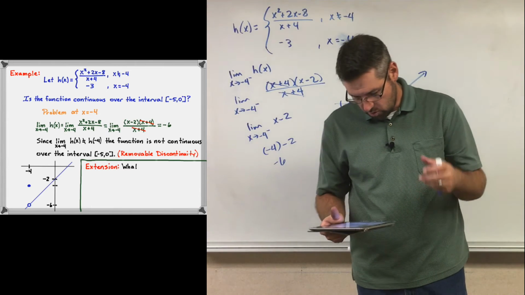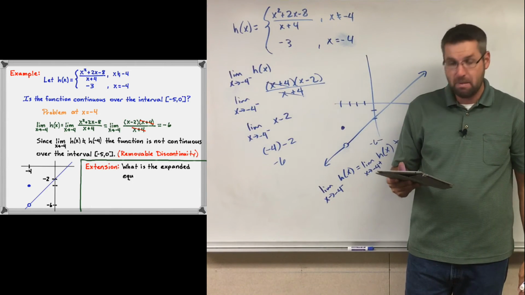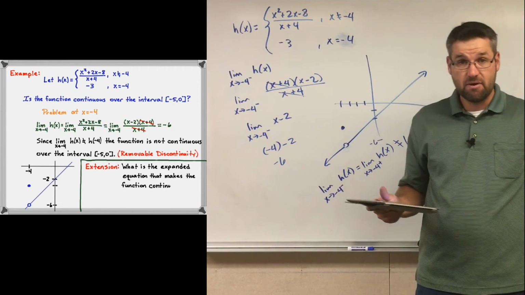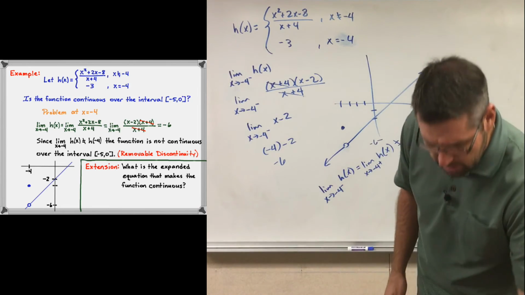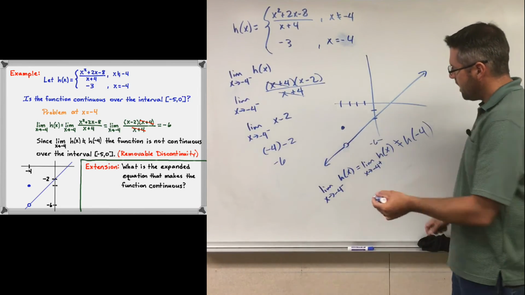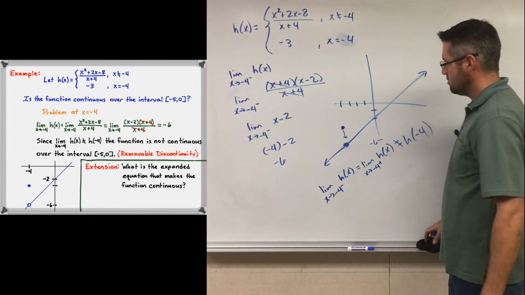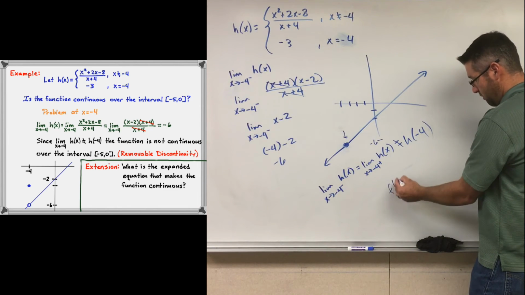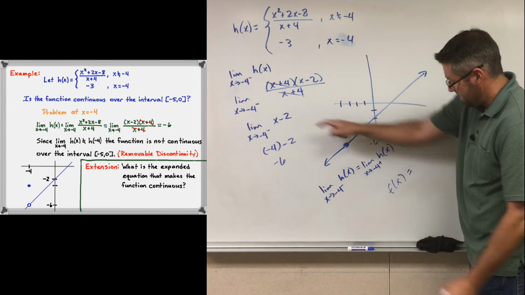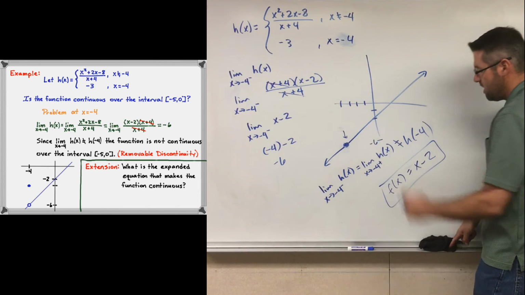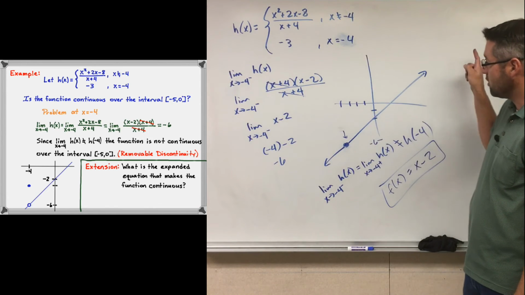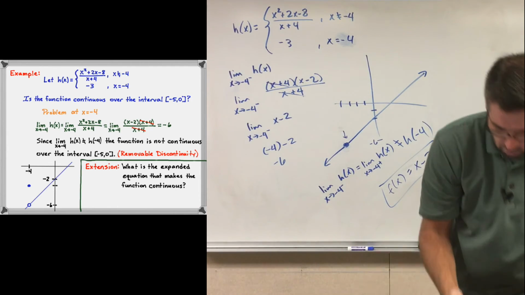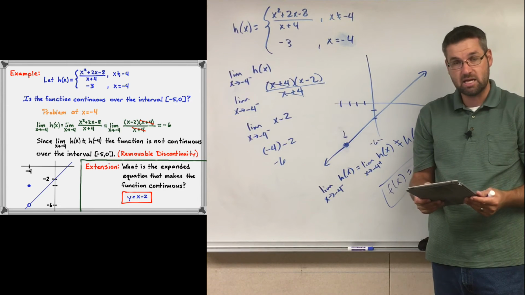Now, an extension question would be, what is the expanded equation that removes the discontinuity, essentially, that makes the function continuous? And so what we want to do here is basically take this point and move it down here. So we're getting rid of this guy and we're moving it down there. Well, what's the name of that function that would make it continuous at that point? Well, that's this guy. That's the reduced form. And so we would say, if we looked at this function, it would be the same function, but we fixed the problem, essentially. That's what it means to find the expanded equation that makes a function continuous. And so we'd just say y equals x minus 2.